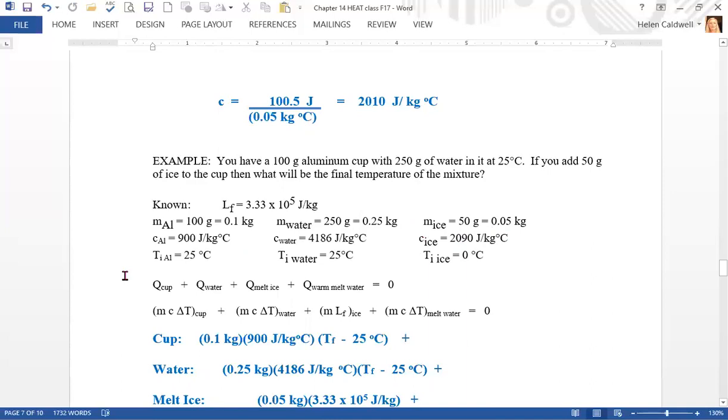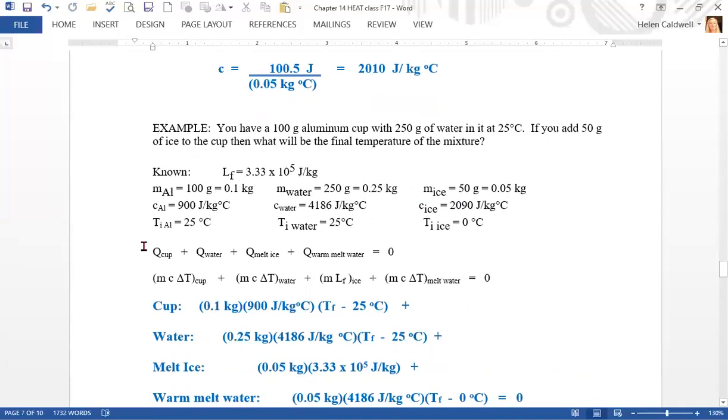It's a trick to write it down. So, Q lost plus Q gained equals 0. We don't know what's gaining or losing, so we're just going to write everything down. So the Q for the cup plus the Q for the water in the cup plus the Q to melt the ice. When you melt ice, you've got water at 0 degrees Celsius. And now we want the Q to warm that 0 degrees Celsius water.